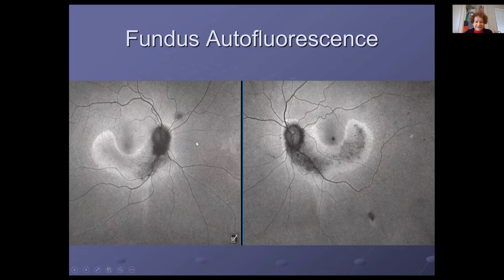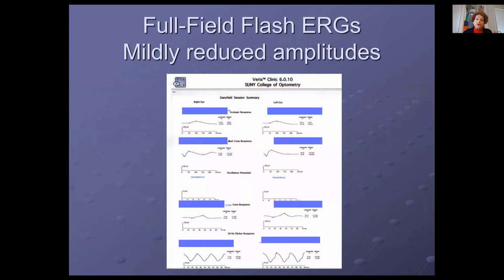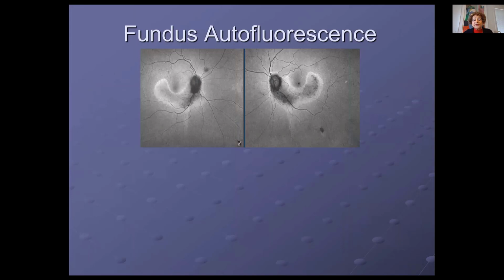So what does this patient have? Well, I think you can agree it's symmetric. I think you can agree it's arcuate. And I think you can agree there is hyperautofluorescence and some hypoautofluorescence where there is cell degeneration. What does this patient have? Well, let's do an ERG because fundus autofluorescence demonstrates abnormalities in the outer retina. So does this patient have any form of outer retinal disease that could affect the ERGs? And there are mild reductions in amplitude in the scotopic and photopic ERGs. The ERGs are not normal. The fundus autofluorescence is not normal.